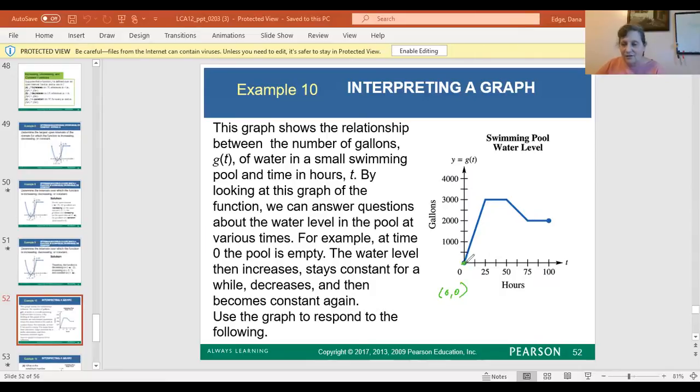So the domain here, what are the X values? The domain, the farthest left point is 0. The point farthest to the right is 100. Both points are included. So the domain here goes from 0 to 100. The range goes from the lowest point, which is here, to the highest point. These are all tied for highest. That's 3,000. So the range goes from 0 to 3,000.